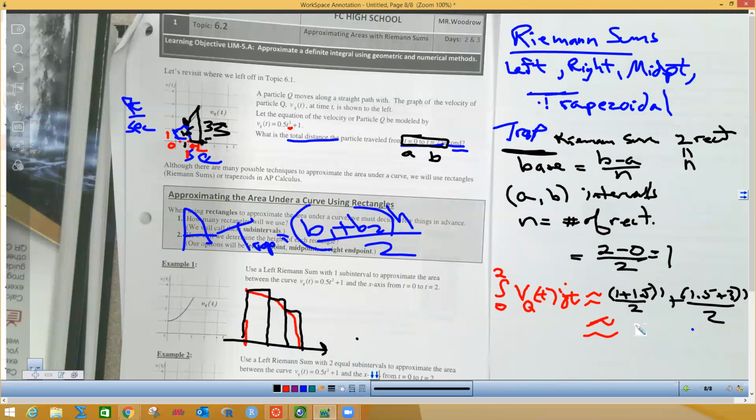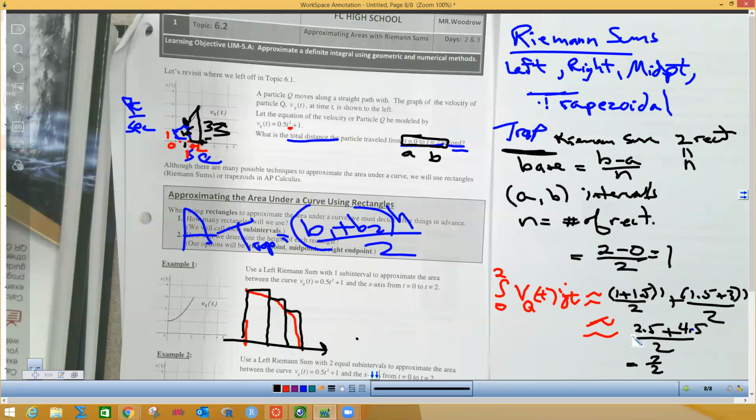Now we can go ahead and solve this. So this is 2.5 plus 4.5. So this would be what, 7/2? So that area would be 3.5. So now I know I'm between 2.5 and 3.5.